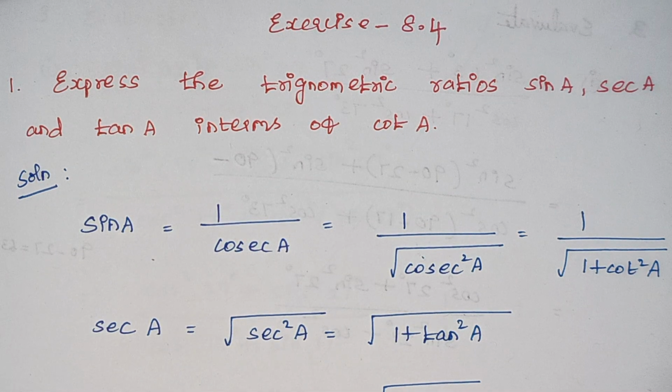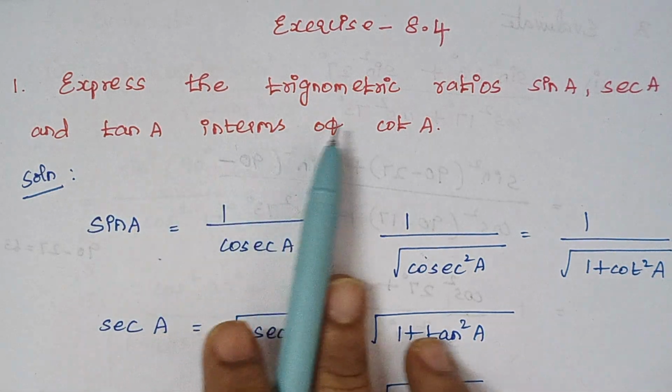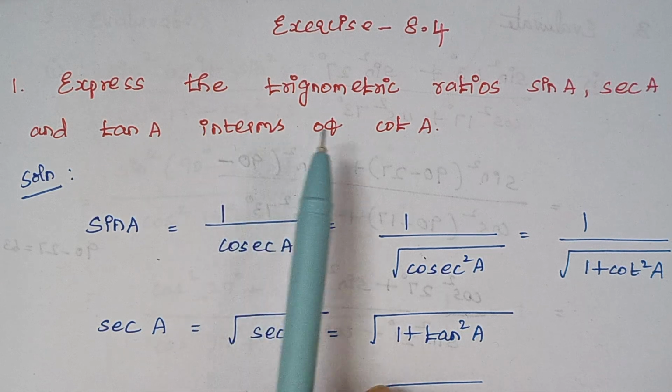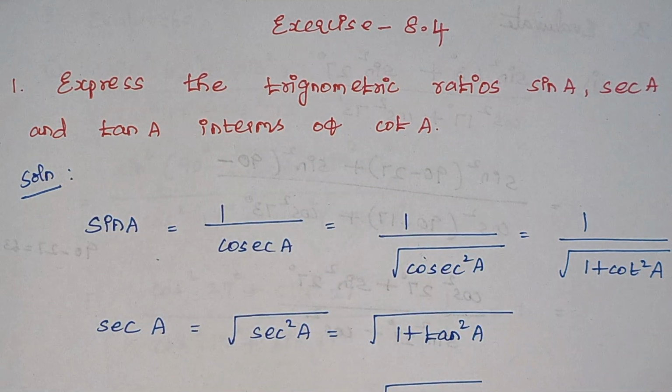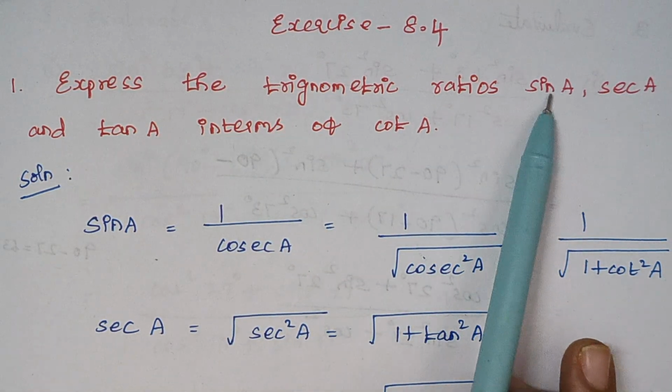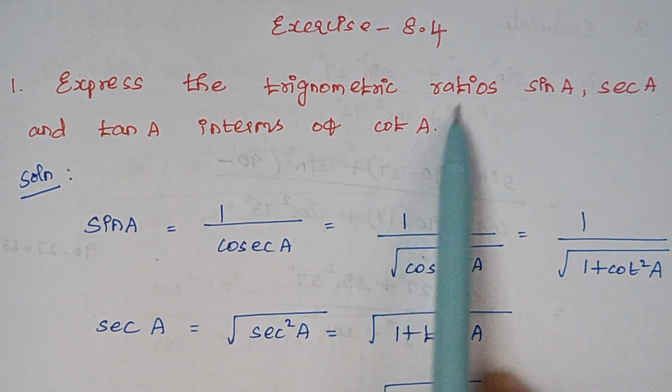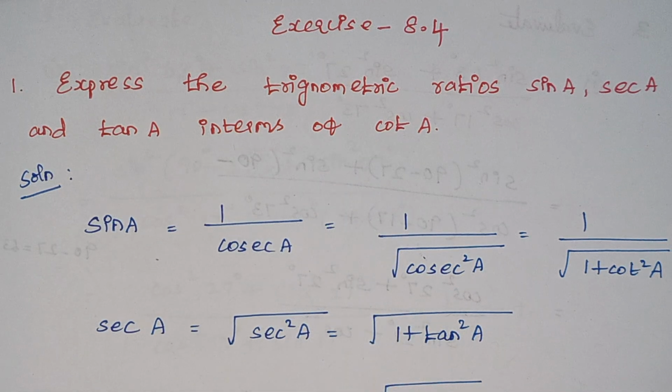Today we are going to solve exercise 8.4 under the topic trigonometric ratios. Problem number 1. Express the trigonometric ratios sin A, secant A and tan A in terms of cot A. That is, you have to express sin A in terms of cot A, similarly secant A in terms of cot A and finally tan A in terms of cot A.